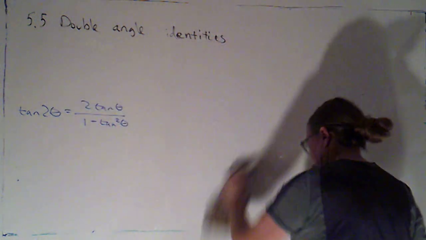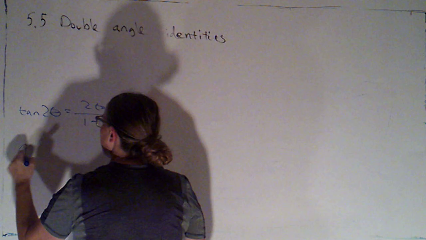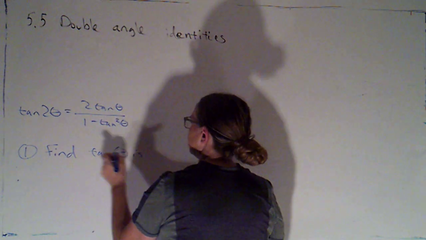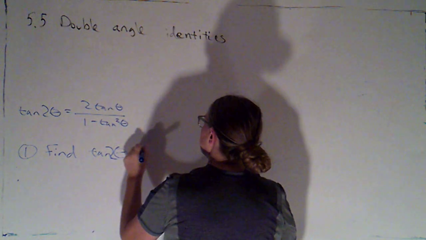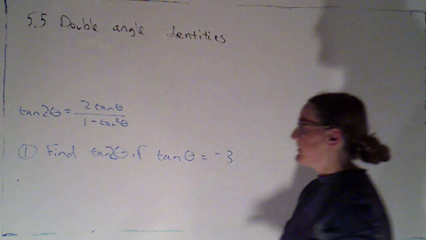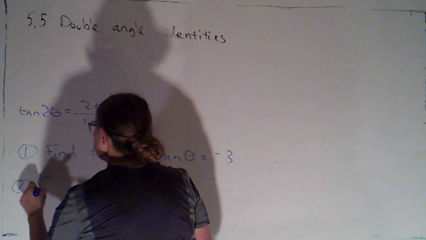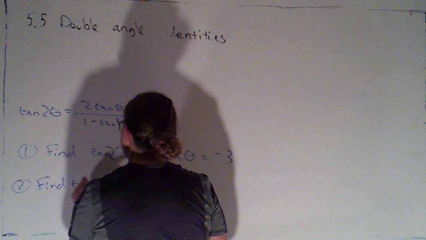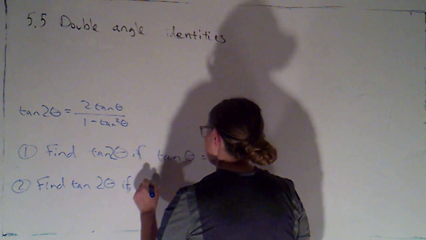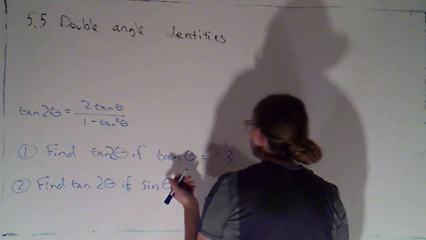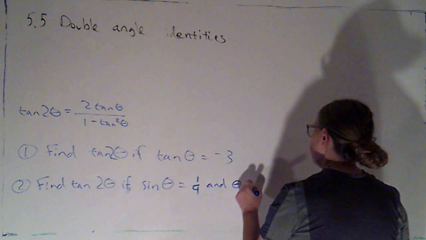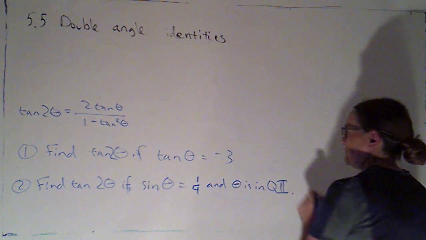So I'm going to give us 2 problems to work on. The first problem, let's find tangent of 2 theta if tangent of theta is -3. And then the second question is let's find tangent of 2 theta if sine of theta is 1/4 and theta is in quadrant 2.